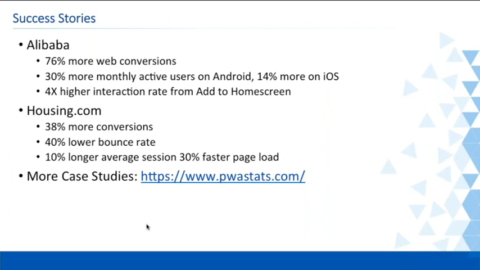So there are tons and tons of success stories. A few we have already discussed: Flipkart. For Alibaba, there were almost 76% more web conversions as compared to the traditional web. They had 30% more active users across Android, and only 14% more on iOS. Again, the difference is because iOS does not completely support PWA. There are only a few features that iOS supports, but it still gives a bit better experience, and hence brings in marginally more users.